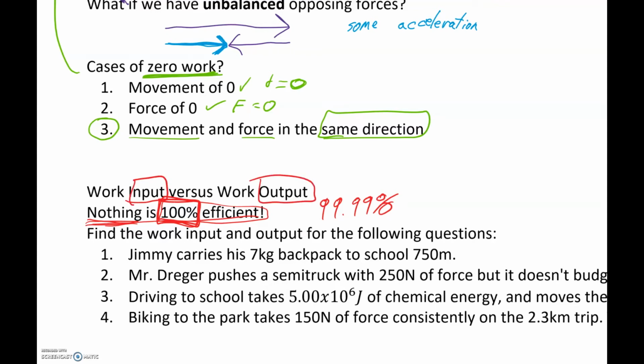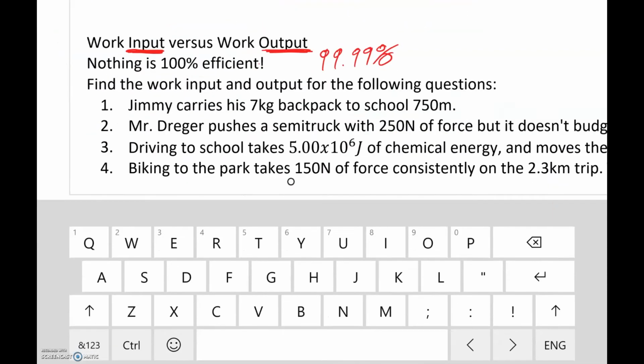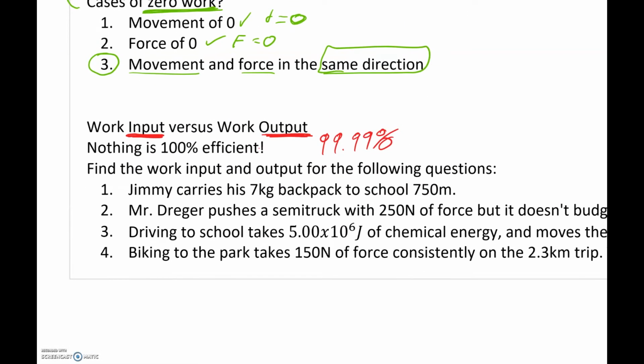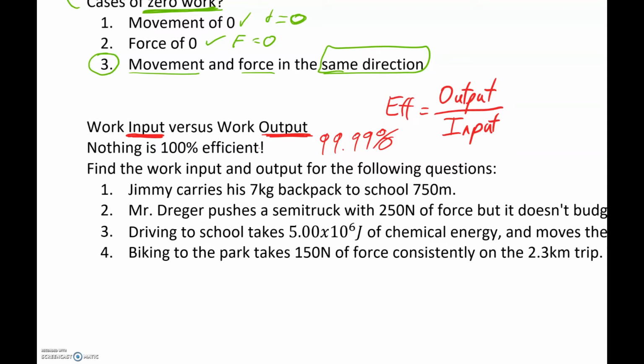Okay, so work input versus output. Think about the two possibilities. If you're inputting an amount of work, and you're getting an output, however much output you get compared to your input, output over input, this is a measurement of your efficiency. So if you have less output than you put in, then you're inefficient.